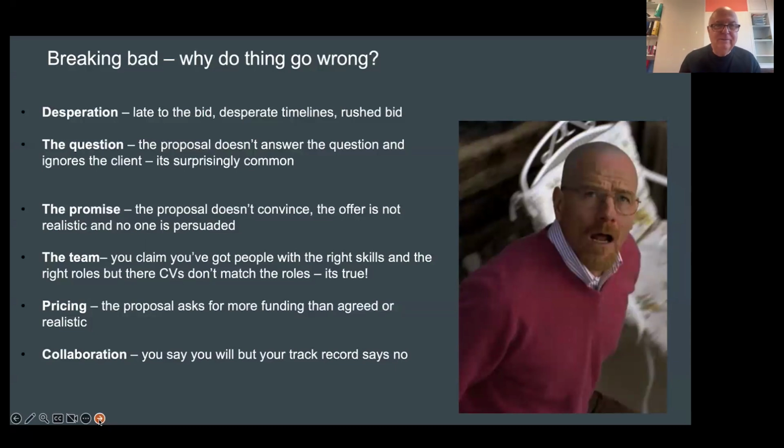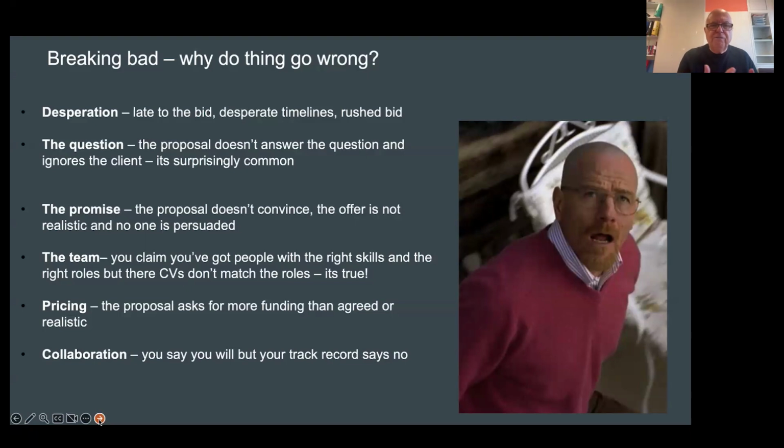It's surprisingly common. And also there's something called the promise, because basically what you're doing when you're making an application to a foundation or to a grant or even an invitation to a tender, you're making a promise. You're saying, if you give us this money, we promise that we will do this for you. And one of the problems often is the promise isn't convincing. The offer is not realistic and no one's persuaded. So whatever the promise is, it has to be ambitious, really effective, but it's got to be deliverable, because there's nothing worse than under-promising and there's nothing worse than over-promising.